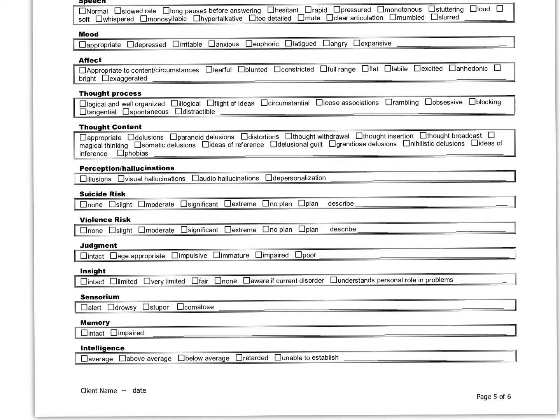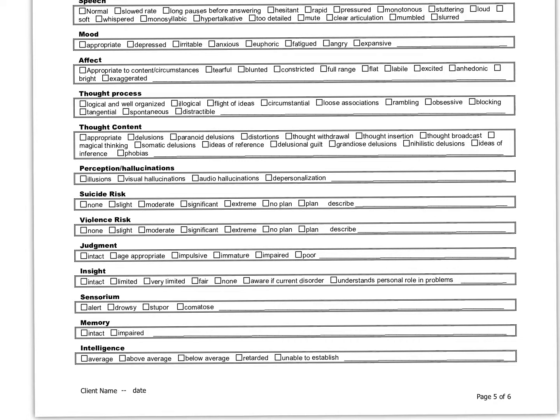Perception: hallucinations, do they suffer from any type of illusions, visual hallucinations, audio hallucinations, or depersonalization. Suicide risk, this is your interpretation: none, slight, moderate, significant, extreme. If they indicate any type of thoughts of suicide, you're going to want to check either no plan or plan and then describe that in detail.